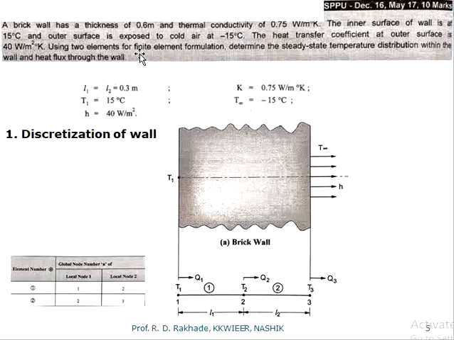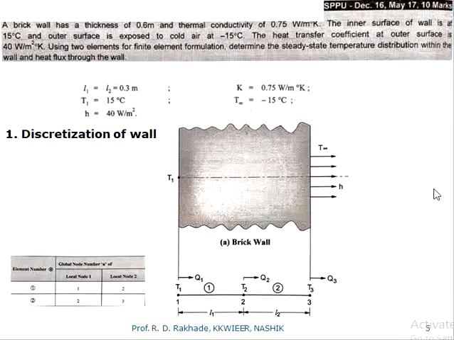Using two elements of finite element formulation, determine the steady state temperature distribution within the wall and heat flux through the wall. So the ultimate objective: this problem is solved by using finite element method, means discretize in two elements according to the problem and determine temperature at those nodes.